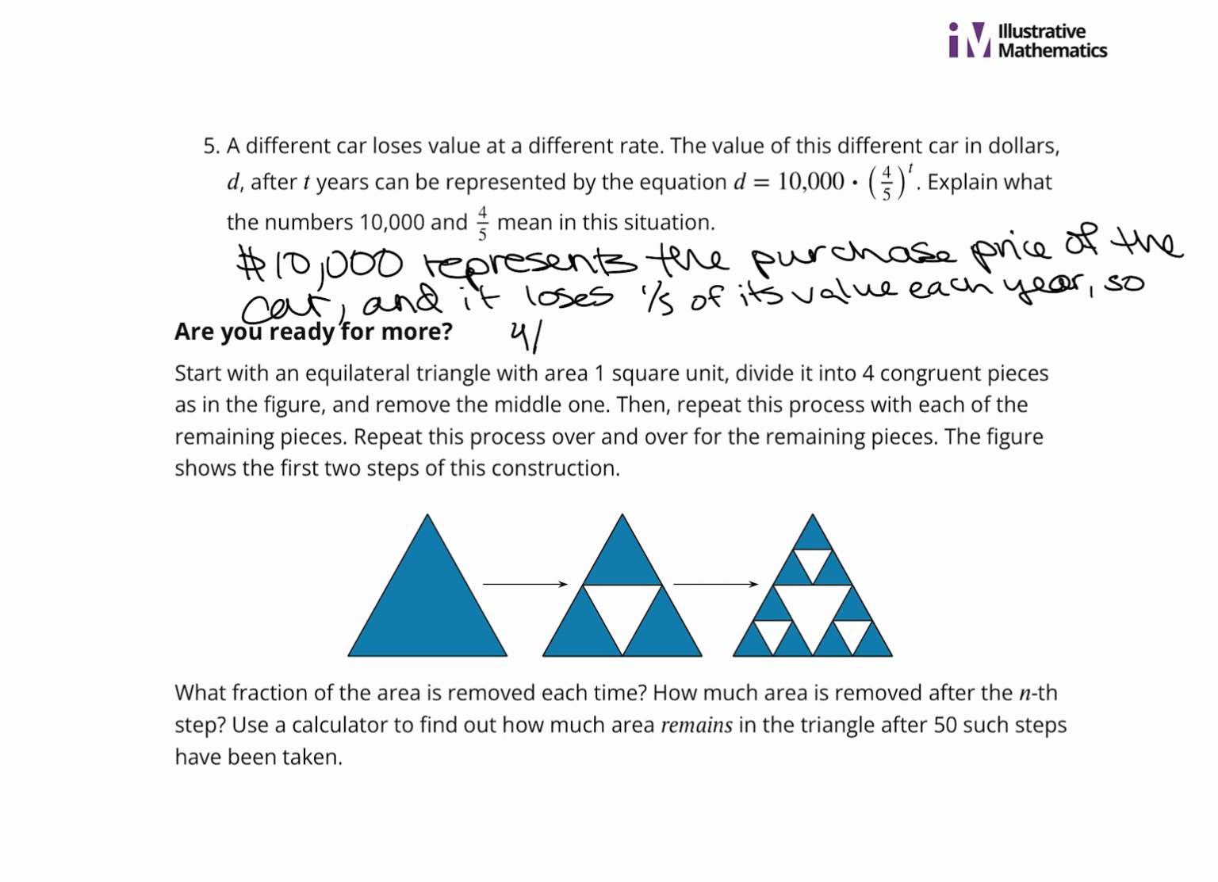So 4/5 represents the retained value each year, basically how much value it retains each year. Four-fifths to the power of t would be how much of its value it has retained after t years.